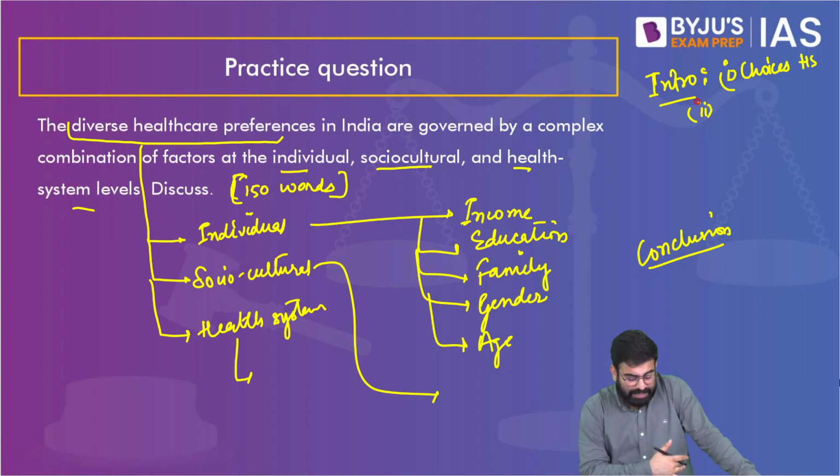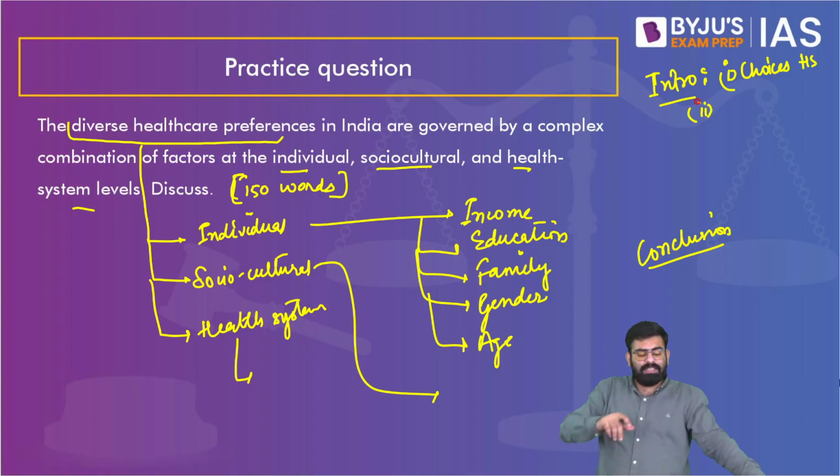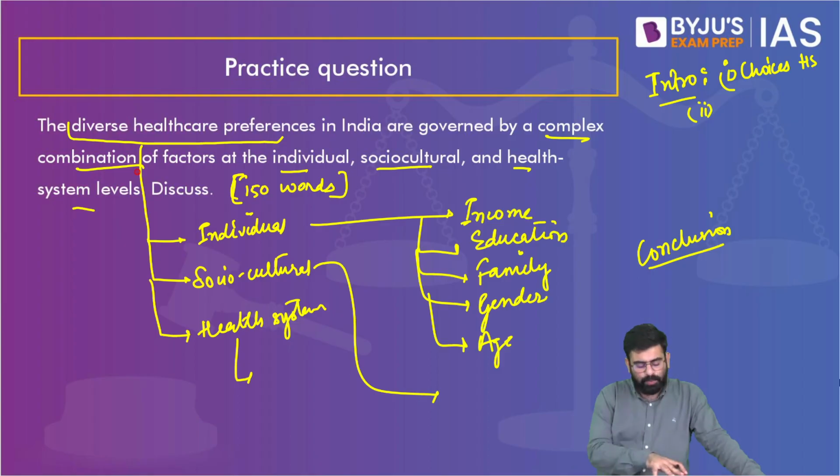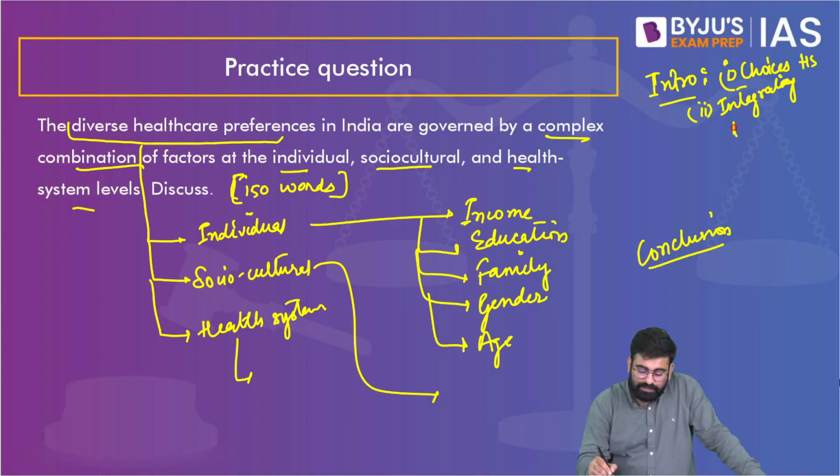Then another idea is, as in the body part, we're seeing that all these factors are related, because they're talking about a combination of these factors. What we did was, we looked at these factors separately. We have to think in terms of combination of these factors, right? Your individual choices can be shaped by the problems related to healthcare system. So yes, the idea of integrating or combining these factors that they have asked in the question.